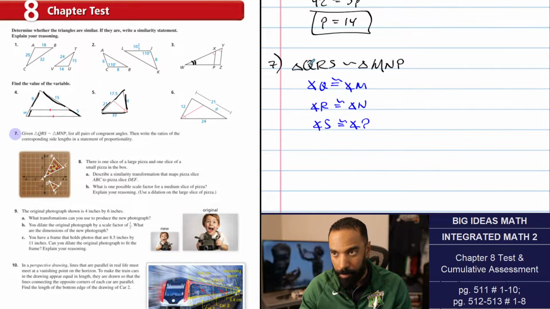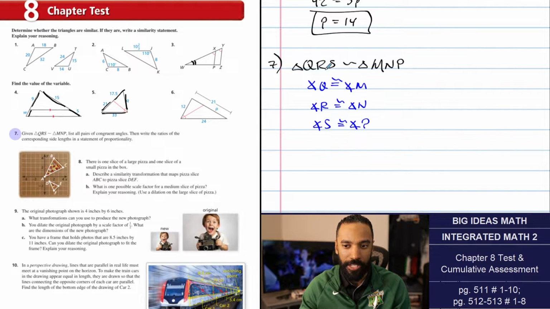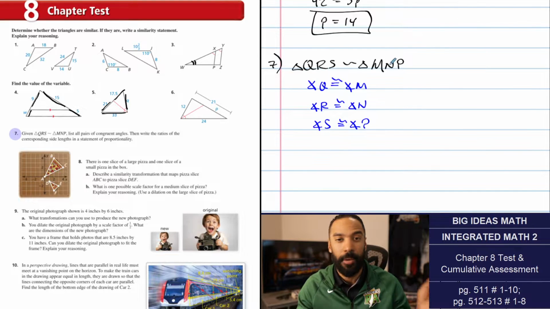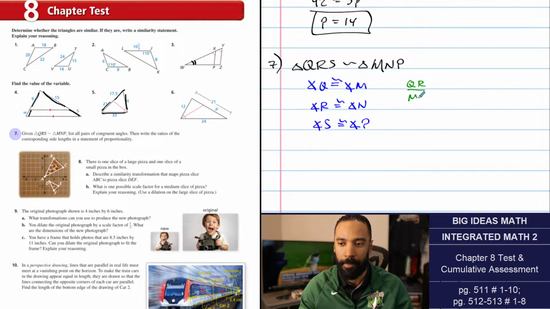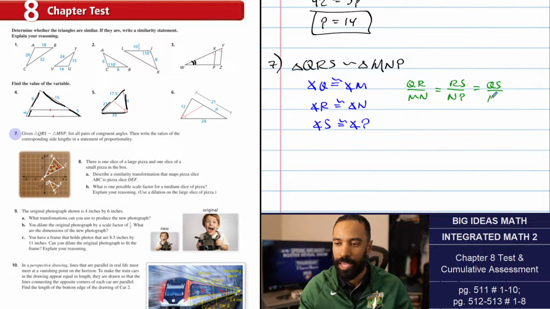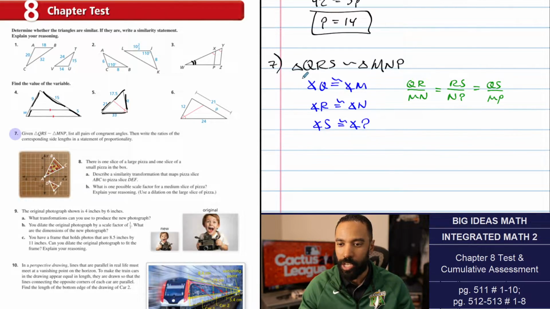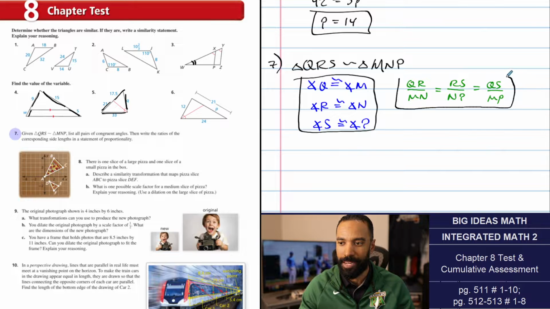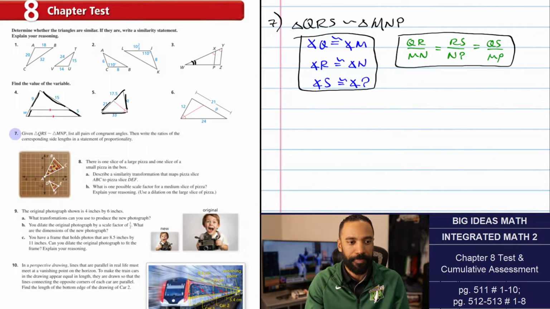Now, as far as segments, a triangle has segment QR, RS, and QS, and the other similar triangle has segments MN, NP, and MP. Based on letter order, you can do the same kind of things as before that correspond, but they're not congruent. They have a proportionality by side length, such that if I divided QR by MN, I would get the same thing as dividing RS by NP, look at the letter order, and then divide QS by MP, like that. So these are the two things that they wanted us to write. Write or list all pairs of congruent angles, and write the ratios of the corresponding side lengths in a statement of proportionality. There it is.